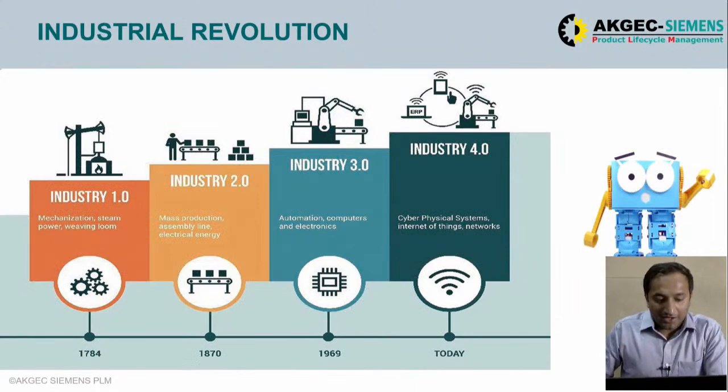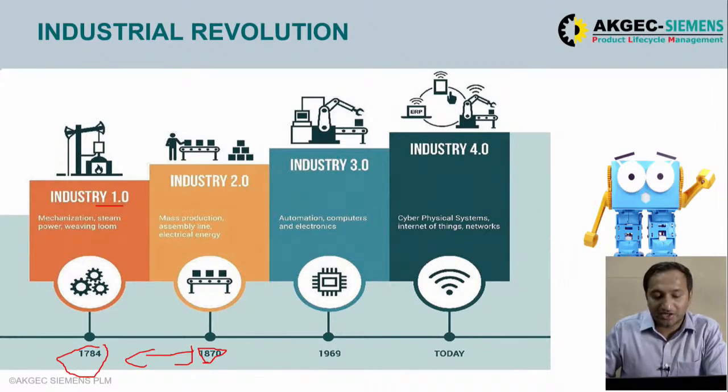The industrial revolution started in the year 1784. Mankind discovered the power of steam, and we were using steam to manufacture different kinds of products. This was the first industrial revolution, which started around 1784 and lasted till 1870, nearly 85 to 90 years. In 1870, mankind was introduced to electricity, and with electricity there was mass production, electrical energy, and assembly line production was increasing. This industrial revolution lasted for 100 years.